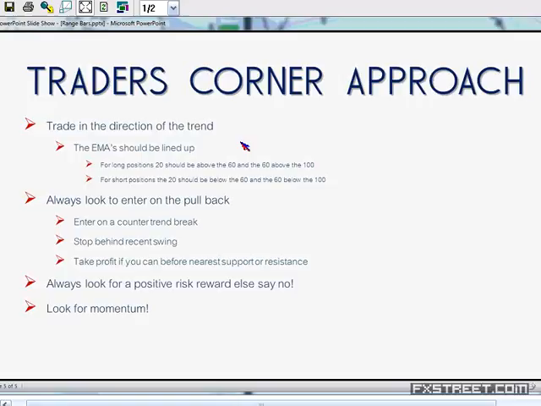So how do you take part of your position off the table? Well, basically, let's say, for example, you've entered a 100K position.